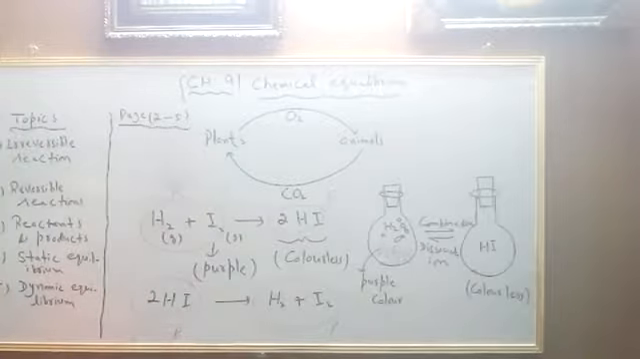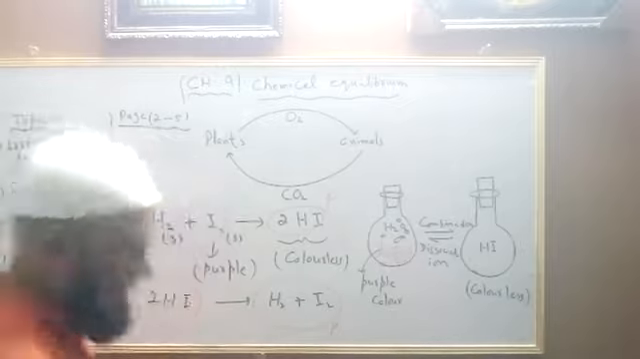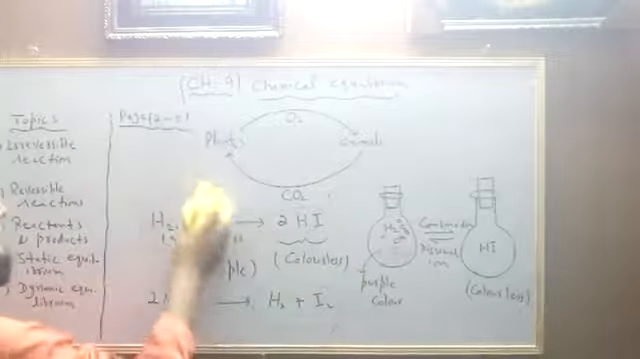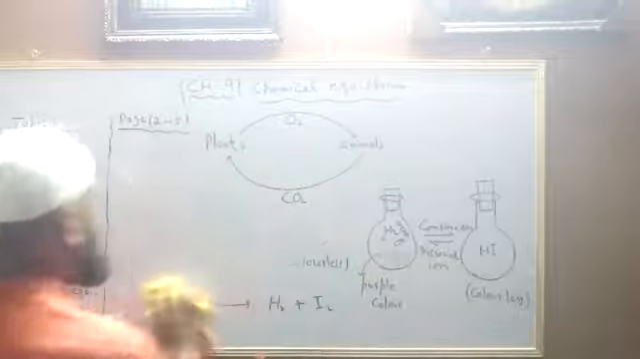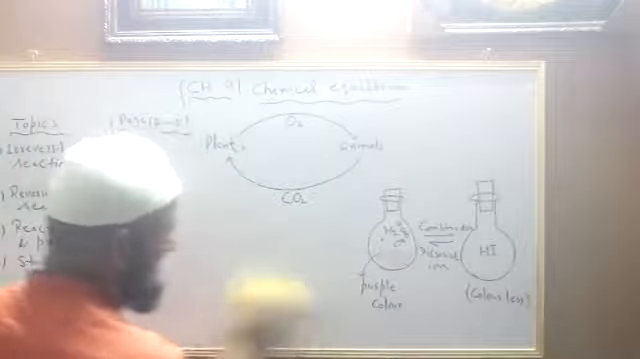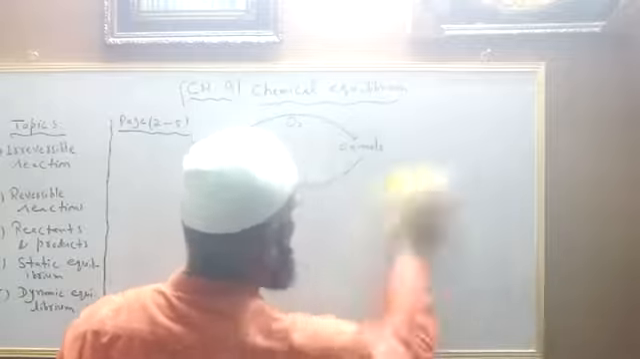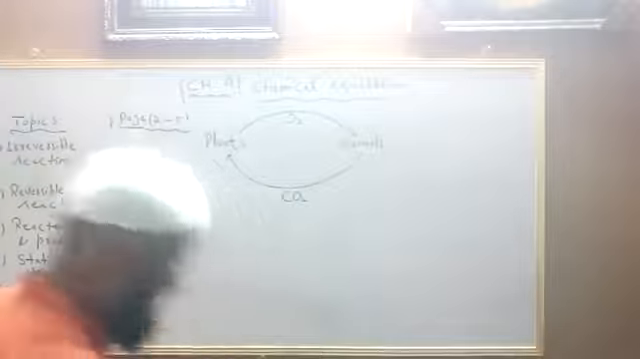So this is the typical example of the formation of hydrogen iodide. Another example that has been given in your book is the decomposition of calcium carbonate. Let's discuss that example also. Decomposition of calcium carbonate.